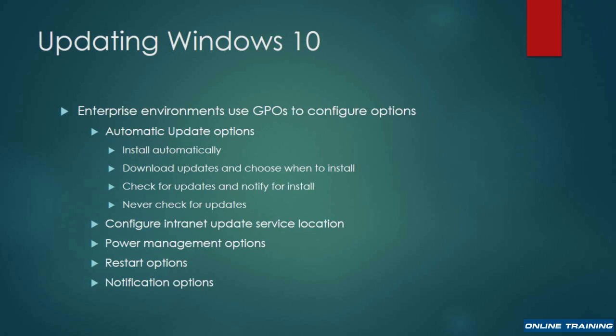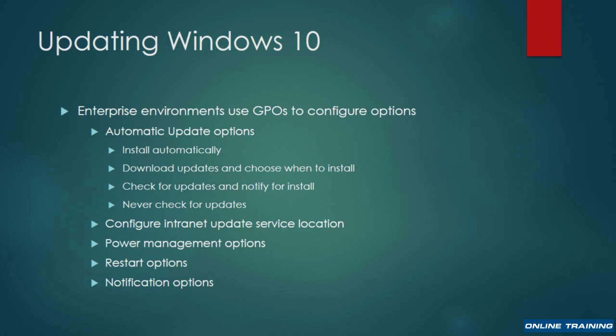Enterprise environments have typically used GPOs to configure options, and that's just because we can have consistency across multiple systems. The automatic updates options in a GPO are to install them automatically, to download updates and choose when to install, to just check for updates and notify for install, or to never check for updates. Typically, we're going to choose either the first or the second option, because it makes sure that updates are downloaded immediately. If you want to schedule them for the install, okay, but ideally it's immediate and it's an automatic install.